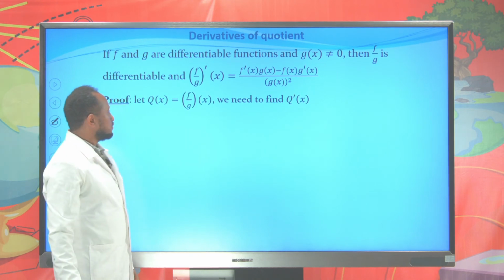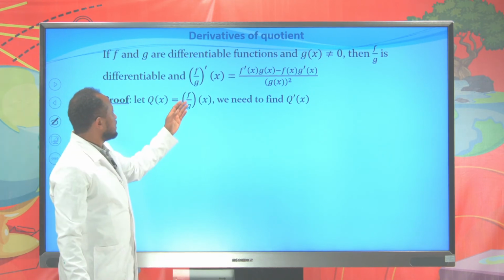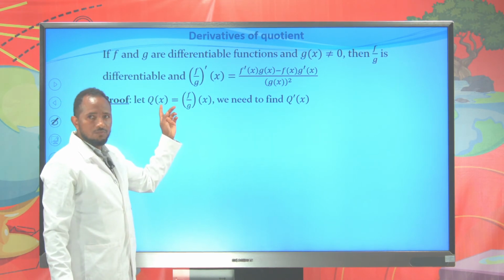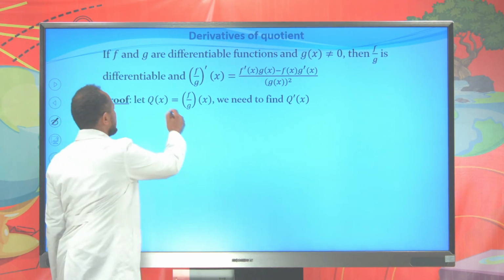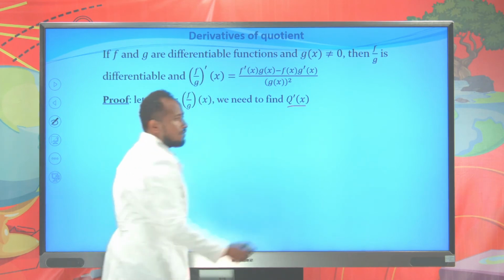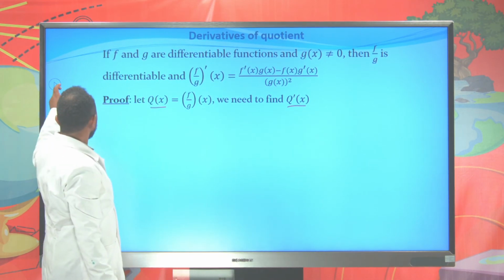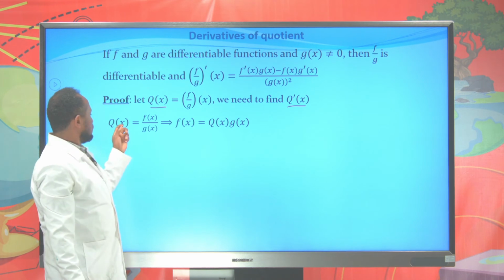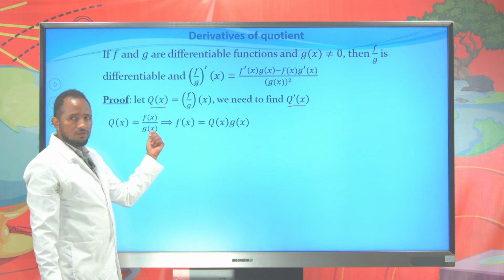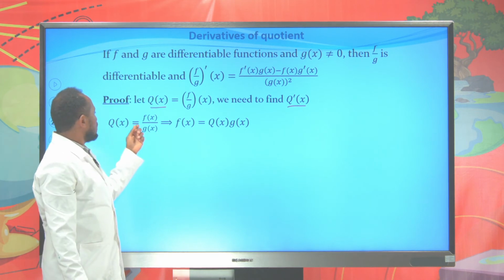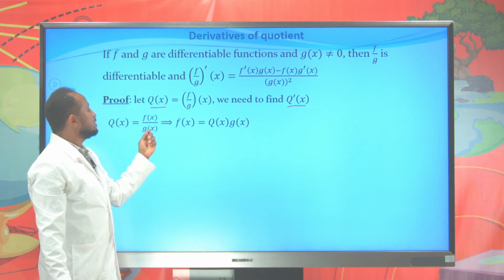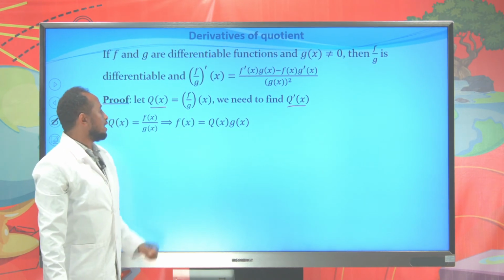Proof. To prove this, let's assume f over g of x to be q of x. Then let's try to find the derivative of q of x. We assumed q of x to be f of x over g of x. From this, q of x is equal to f of x over g of x. This implies f of x is equal to q of x times g of x. So now differentiate this.